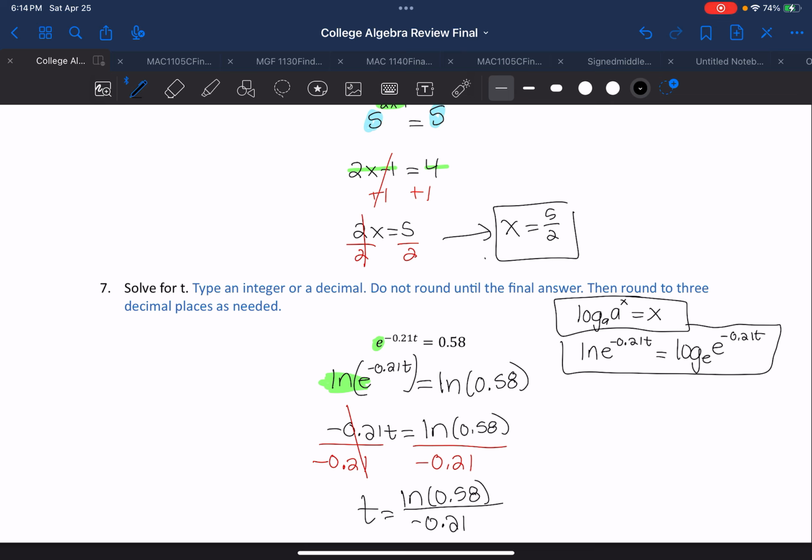to ln of 0.58 divided by negative 0.21. So I'm going to type that in my calculator. Ln of 0.58. Make sure I close my parentheses after the 0.58. And then divided by negative 0.21. And they want me to round to 3 decimal places. So that will round to 2.594.